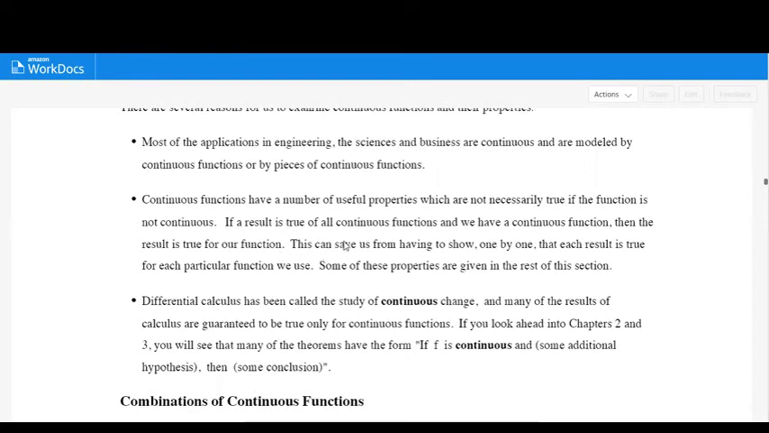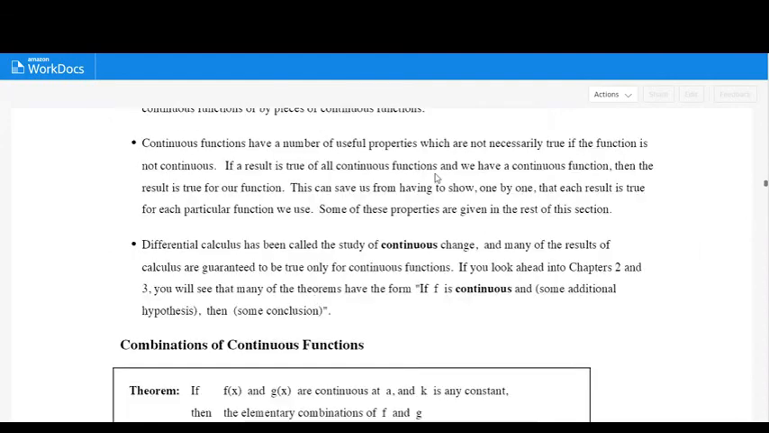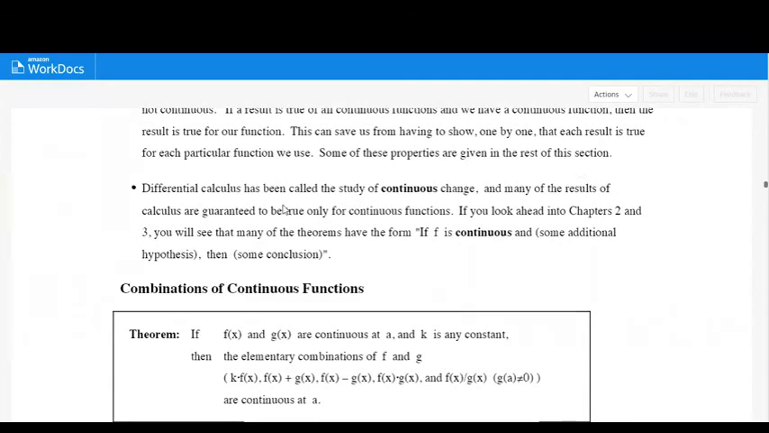So if our result is true of all continuous functions and we have a continuous function, then the result is true for our function. So kumbaga, generalize yung concept ni continuity. Kumbaga, kung continuous itong function na ganito, it will apply to all this kind of function. So the same with kanina sa polynomial function. So kahit anong polynomial pa yan, they are all continuous. So this can save us from having to show one by one that each result is true for each particular function we use. So some of these properties are given in the rest of the section. So differential calculus has been called the study of continuous change. And many of the results of calculus are guaranteed to be true only for continuous functions. Yes. So if you look ahead into chapters 2 and 3, you will see that many of the theorems have the form. If f is continuous and then ganyan.